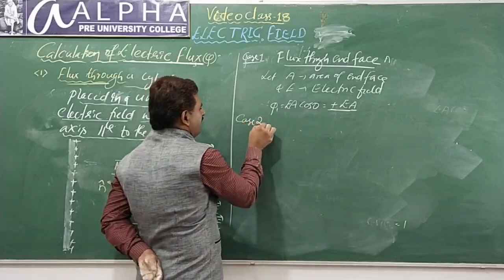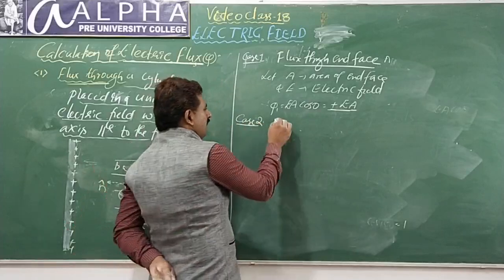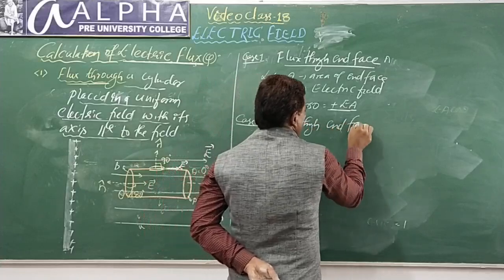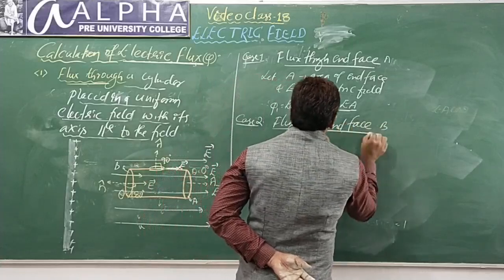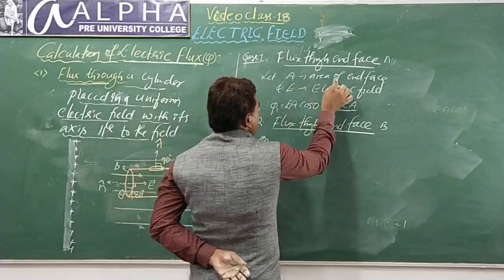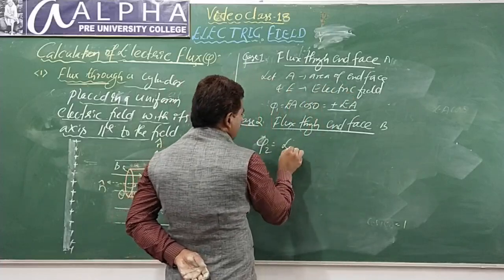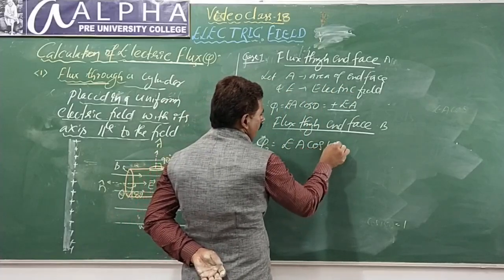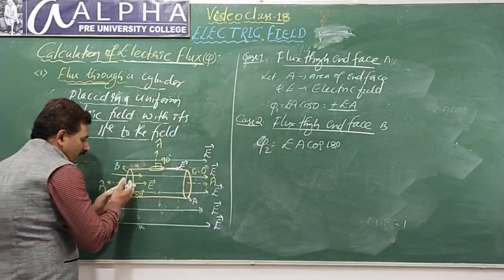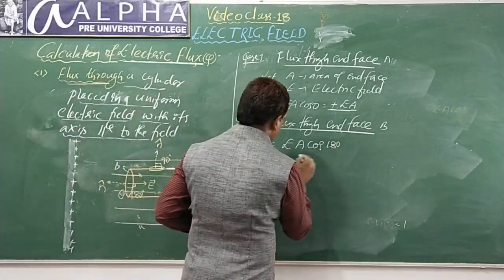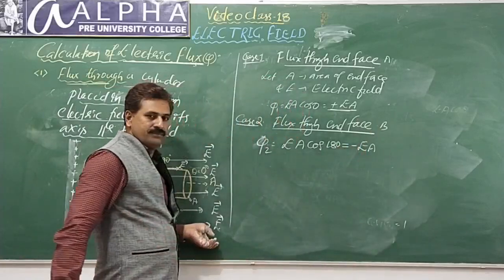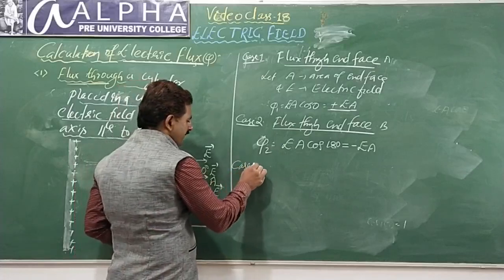Now come to case 2. It's very interesting. It's very easy to follow. Flux through end face B. What is flux through end face B? Again, you write phi 2. For that also area A, electric field E. What do you write? E into A into cos 180. Why 180, students? Again, the direction of area is to the left, electric field is to the right. What is the angle between them? 180. What is cos 180? Minus 1. So it is minus E into A. That is flux.